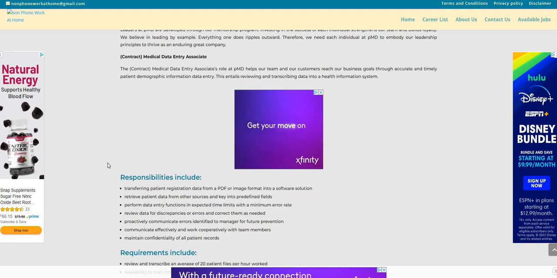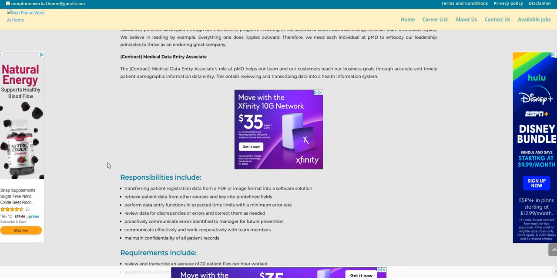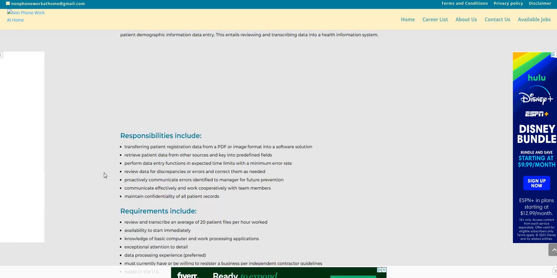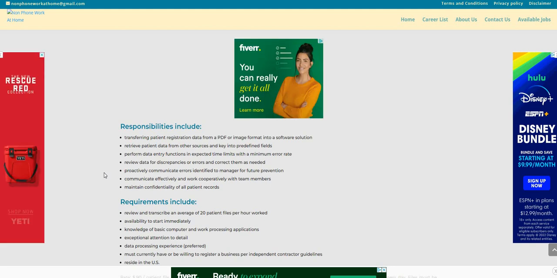It says that in the contract medical data entry associate role at PMD, you will help the team and the customers reach the business goals through accurate and timely patient demographic information data entry. This entails reviewing and transcribing data into a health information system. You will be transferring patient registration data from a PDF or image format into a software solution. You will retrieve patient data from other sources and key into predefined fields.